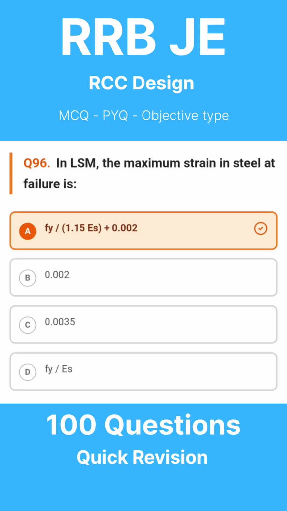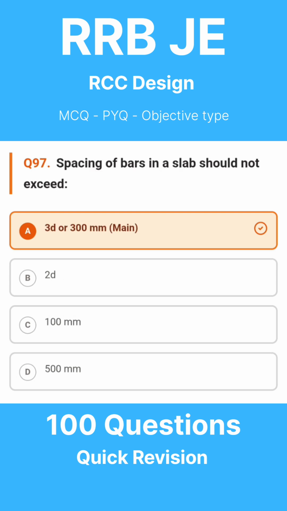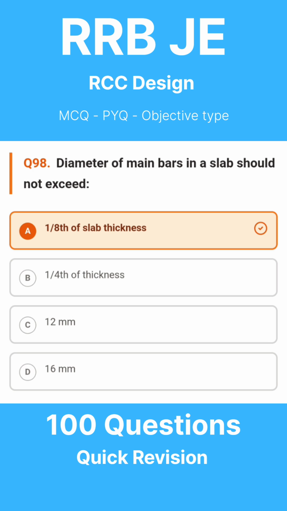Question 96. In LSM, the maximum strain in steel at failure is. The correct answer is fy divided by 1.15 Es plus 0.002. Question 97. Spacing of bars in a slab should not exceed. The correct answer is 3d or 300 mm for main bars. Question 98. Diameter of main bars in a slab should not exceed. The correct answer is 1/8 of slab thickness.